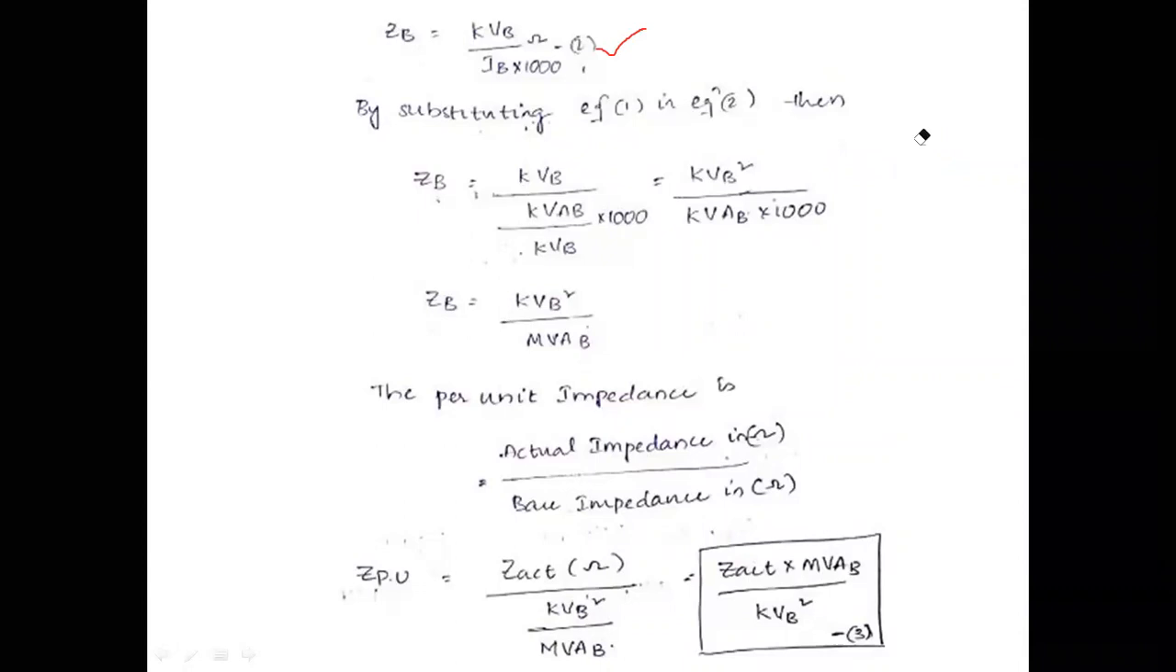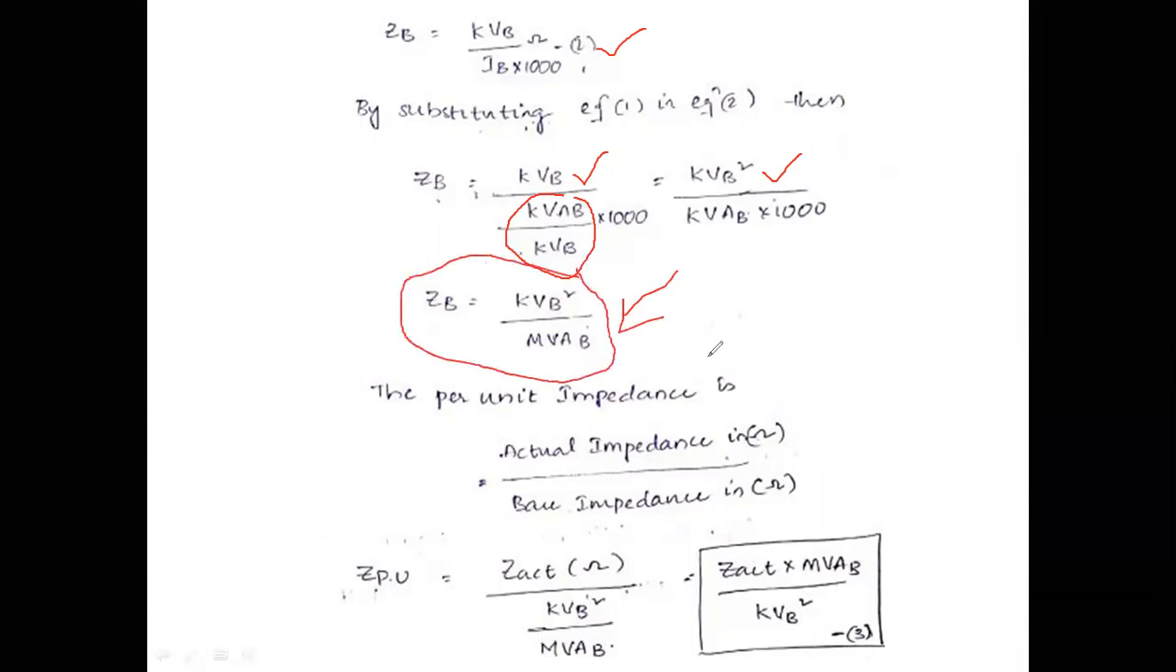So by substituting equation 1 in equation 2, what is equation number 1? We know that equation number 1 is I base is equal to kVA base by kV base. Now see here, Z base is equal to kV base, the numerator term is as it is. In the denominator, in place of I base, you are going to substitute that kVA base by kV base. Now you take this denominator to the numerator. Obviously, this leads to kV base whole square by kVA base. When you multiply kVA base with 1000, this becomes MVA base. So finally, Z base is equal to kV base whole square divided by MVA base.